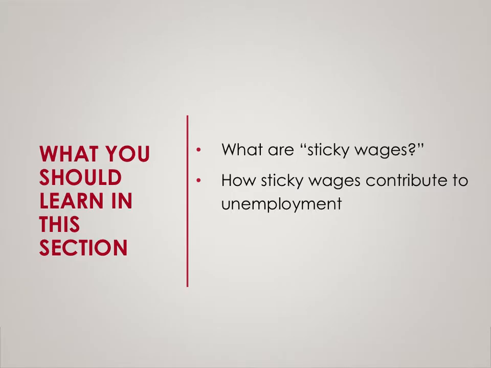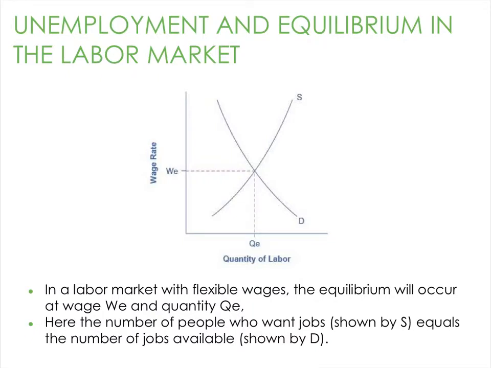So what we aim to cover: what are sticky wages and how do they contribute to unemployment? If you've had an economics class before, or even if you haven't, this graph should be pretty familiar to you. Basically, you're looking at the supply for something and the demand for something. In this particular case, it's labor that's the good. So the supply curve of labor is upward sloping. People that are supplying labor are willing to work more for higher wages, so there's a positive relationship between the quantity they offer and the price at which they're getting paid for their labor.